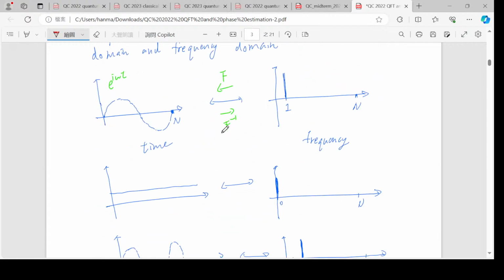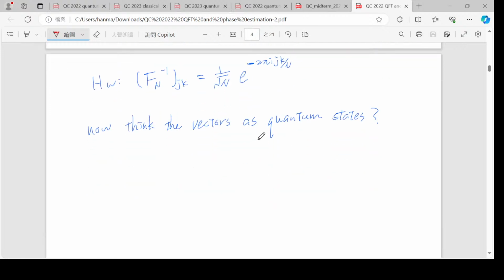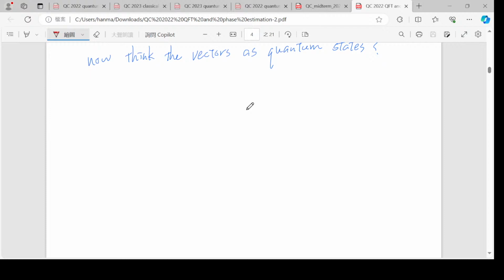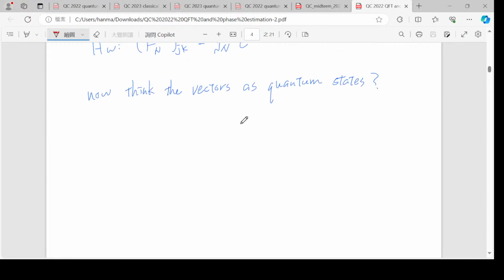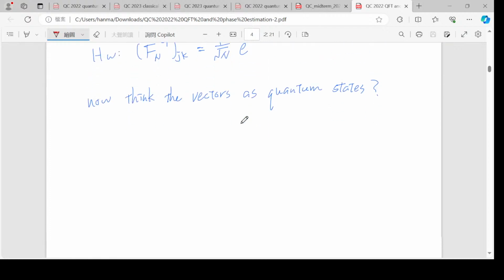Okay. So that's the classical Fourier transform, and you have probably heard its name a lot, and it has a lot of applications in analyzing or processing your signal. But now, back to quantum algorithms. So that's the end of talking about classical information processing. Now we want to ask whether there is a fast quantum algorithm to do the Fourier transform.